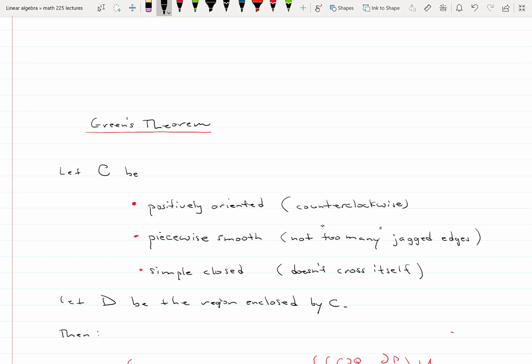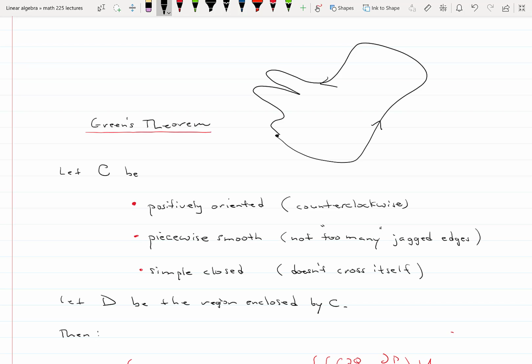And the last thing is that it's simple closed. That means it doesn't cross itself. It's not like, for example, a figure 8, and the number 8 is not simple closed. It crosses itself. So C might look something like this. Okay, it's got to be closed, so I've got to close it up. It's positively oriented, so it's oriented counterclockwise.